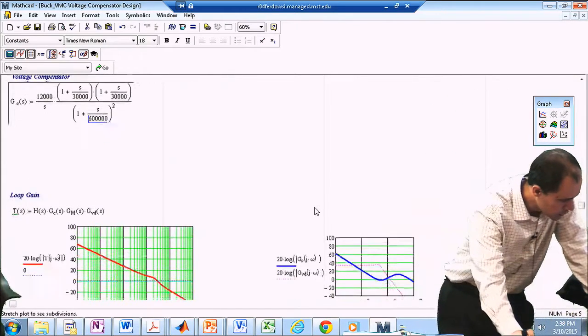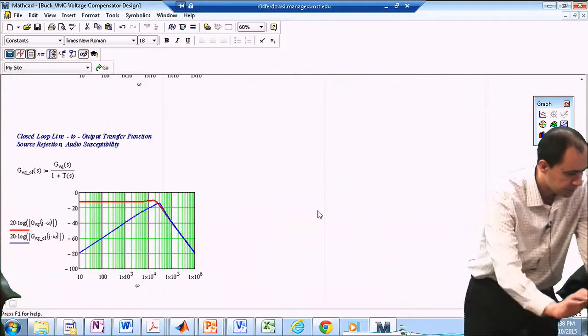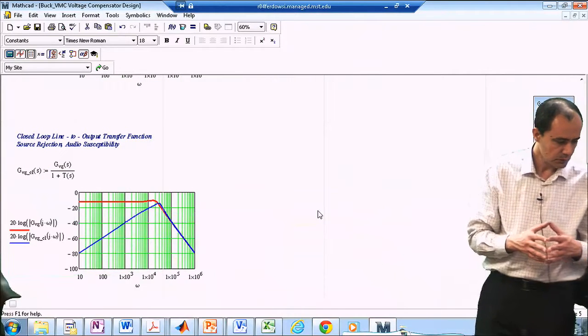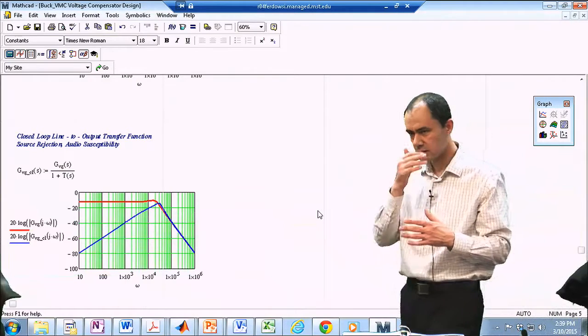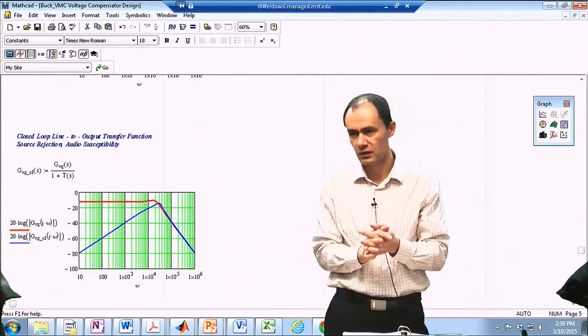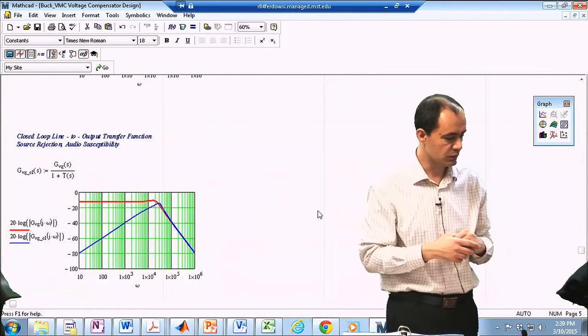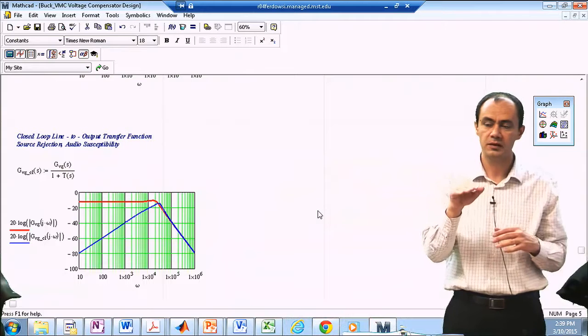All right. So this was all about the loop gain. And remember, your audio susceptibility or line to output transfer function, as well as your output impedance transfer function, when you close the loop, all of those new transfer functions will be the original transfer function divided by 1 plus T.